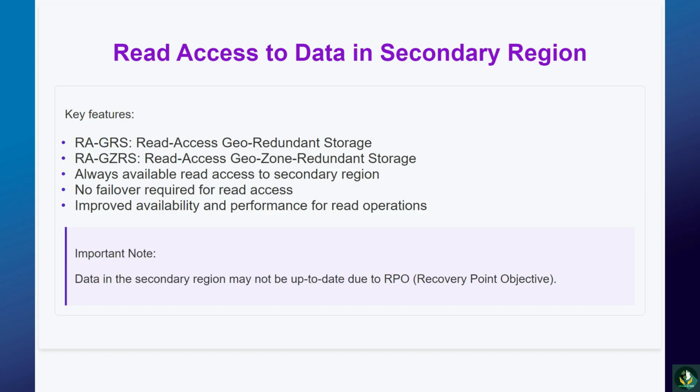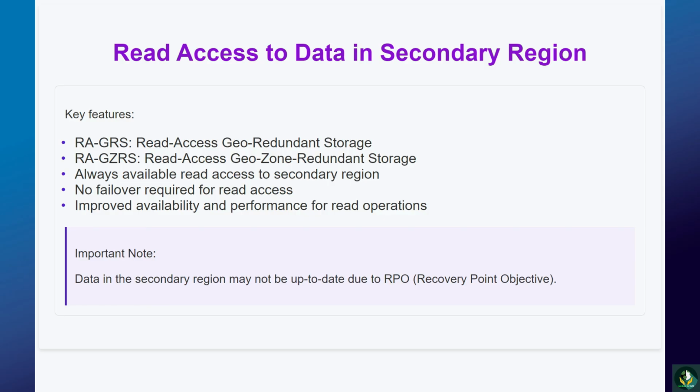An extension of GZRS, RAGZRS combines the high availability of zone redundant storage in the primary region with read access to the secondary region. It offers the highest level of availability among Azure storage options, providing resilience against both zone-level and regional failures, along with constant read access to the secondary region, suitable for mission-critical workloads that require both maximum durability and continuous data access. Key benefits: always available.